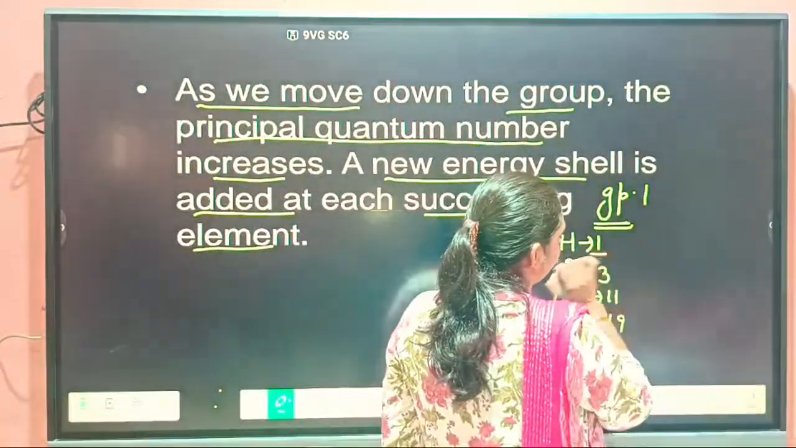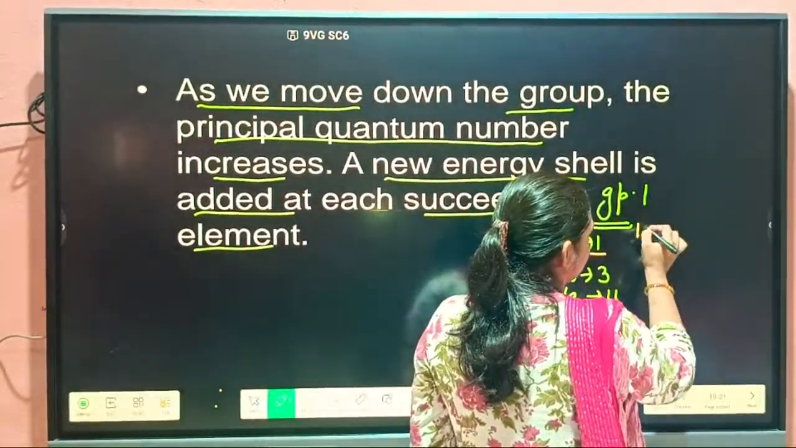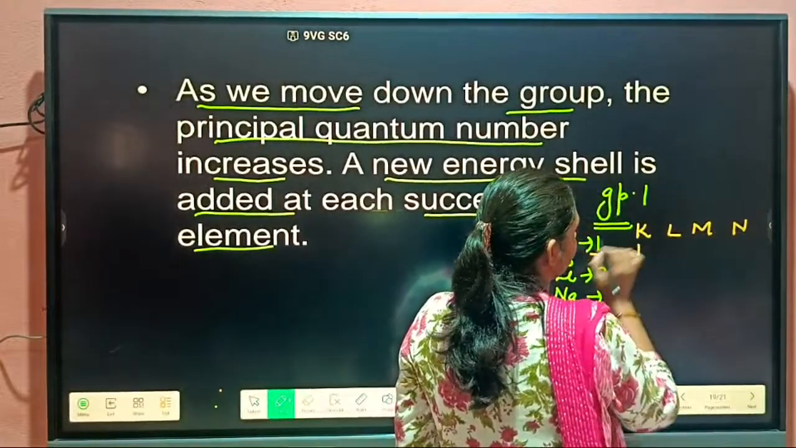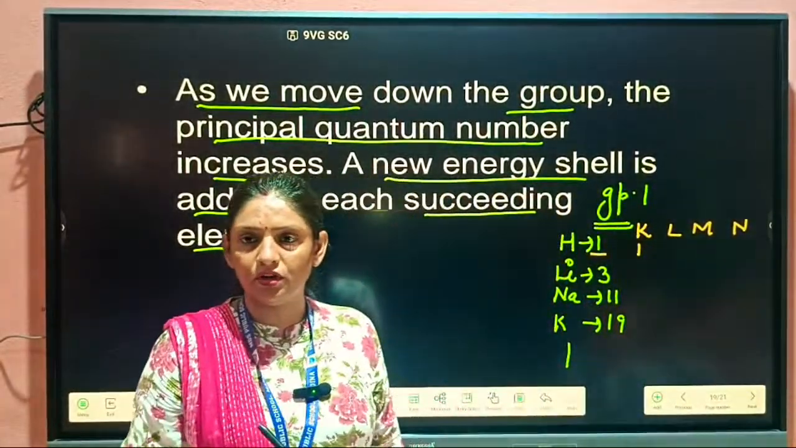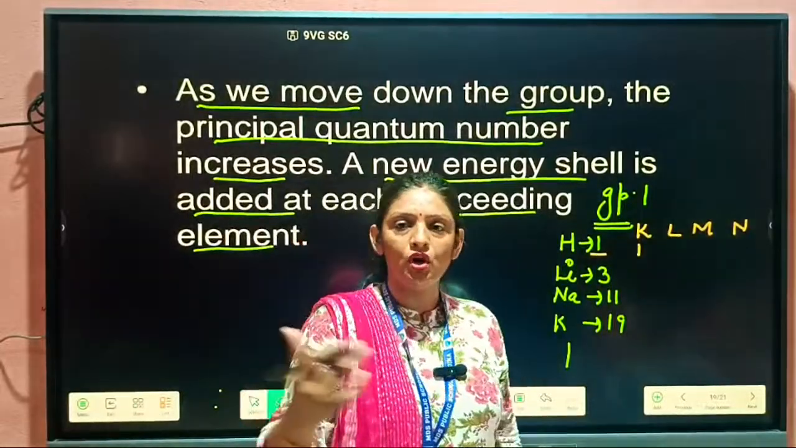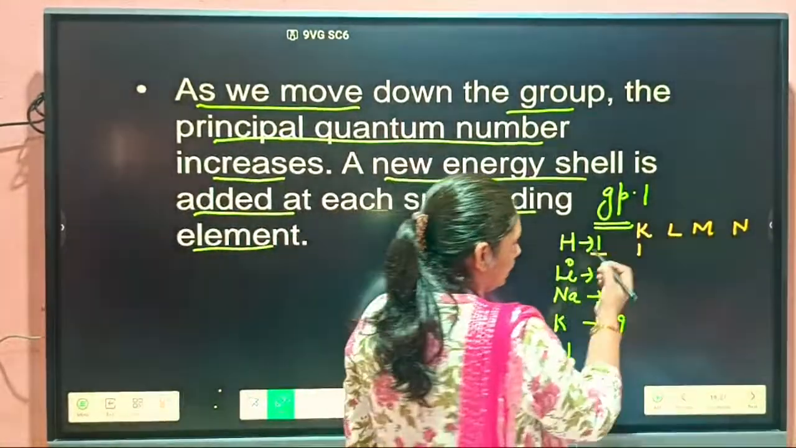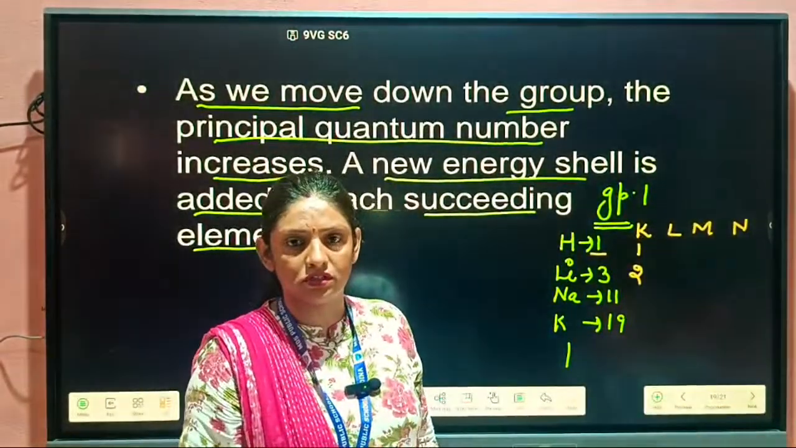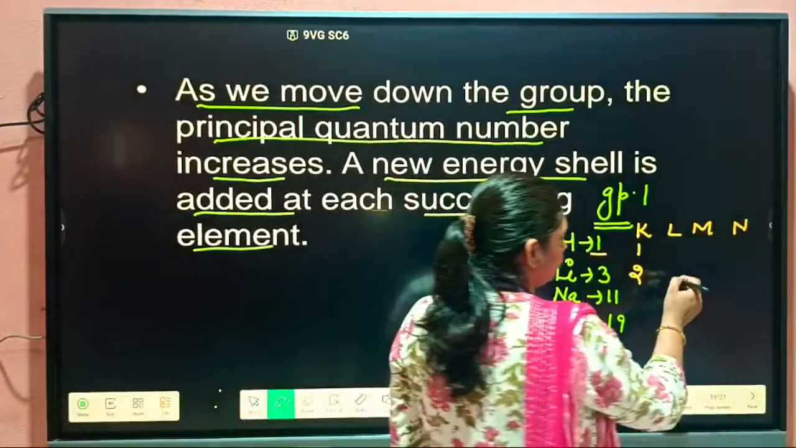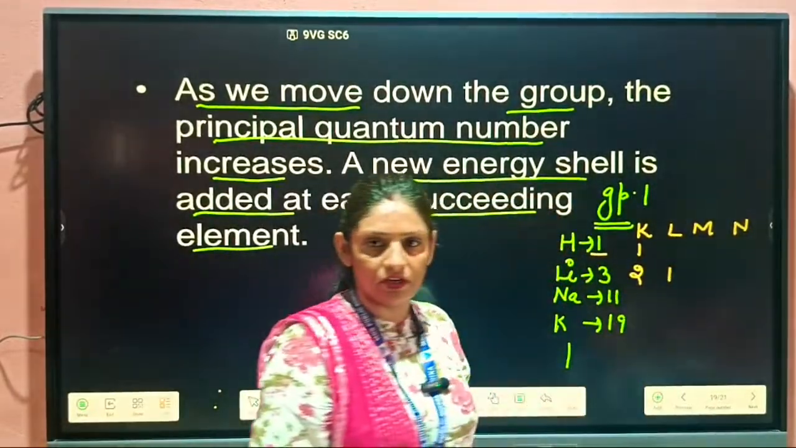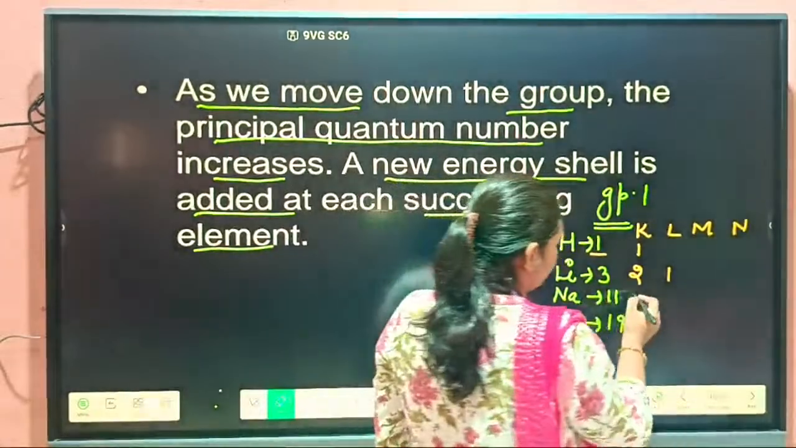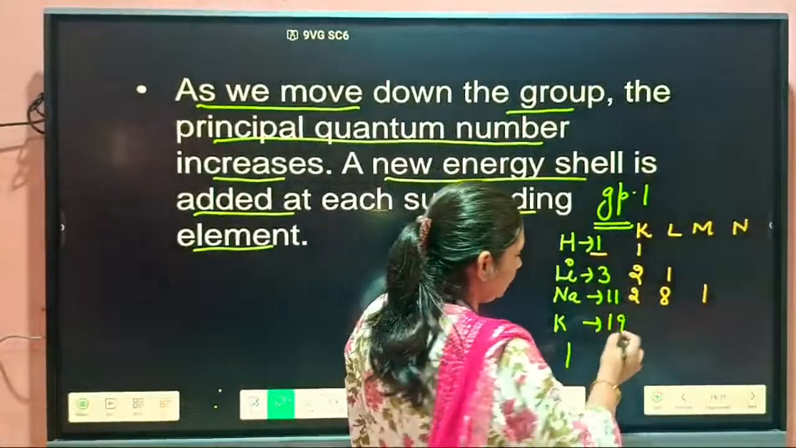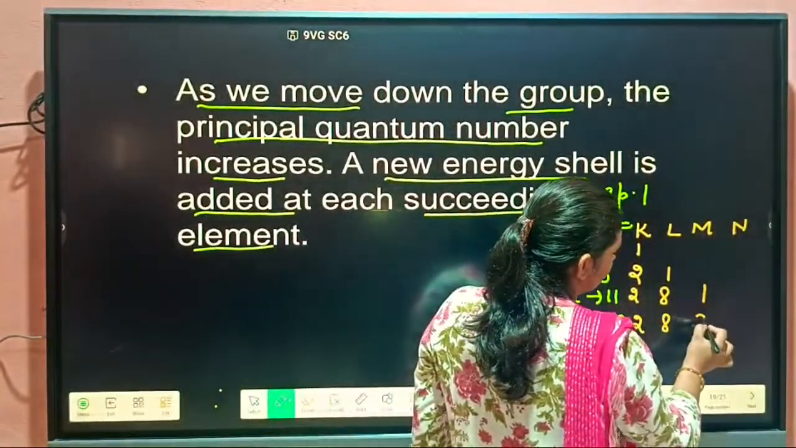Here, 1 electron we can fill in the K shell, because in the K shell we can fill a maximum of 2 electrons. Then here, in K we can fill a maximum of 2 electrons, but we have 3 electrons here. So 1 electron will move to the next energy level. Then here 2, 8, 1. And here 2, 8, 8, 1.